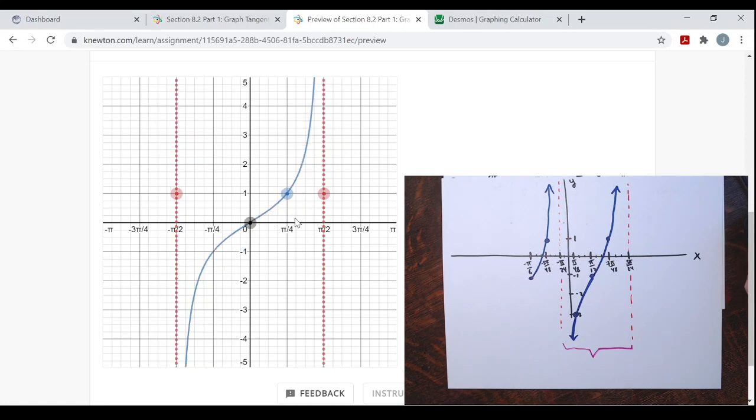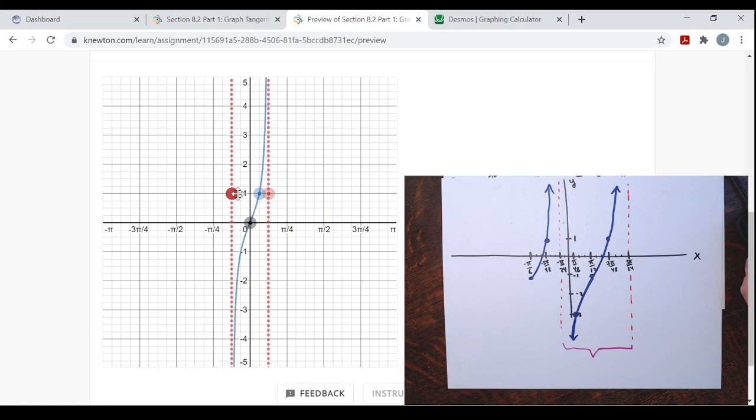Okay, I gotta move the asymptotes first, it looks like. All right, so negative pi over 24. Doesn't look very good. Negative pi over 8.